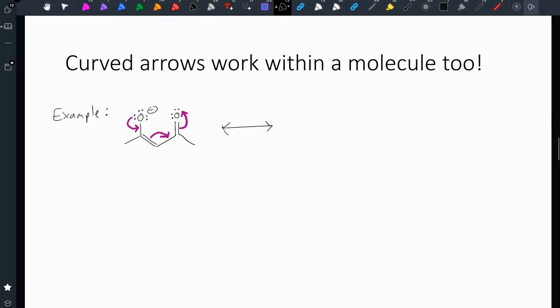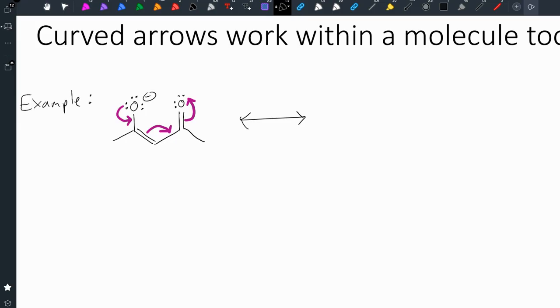This is a reminder for anyone who's done Module 6, but if you didn't do Module 6 and you're looking at Module 11 now, the curved arrows work within a molecule. We call this resonance, when we are sharing electrons within a molecule between lone pairs and pi bonds. But we can imagine sharing a lone pair from oxygen to carbon, moving this bond from left to right, and then breaking this bond and making a lone pair on the other oxygen.